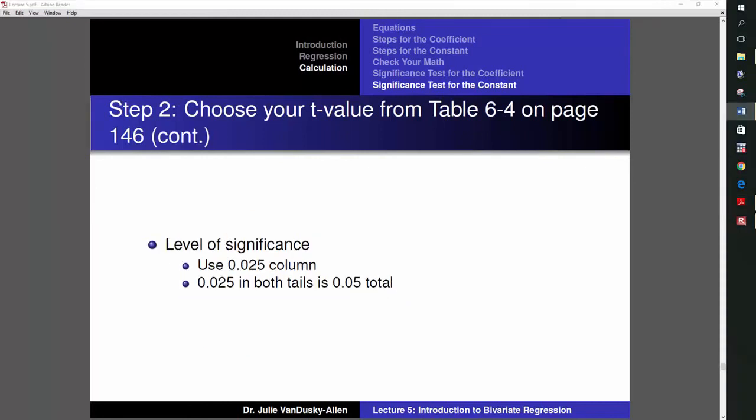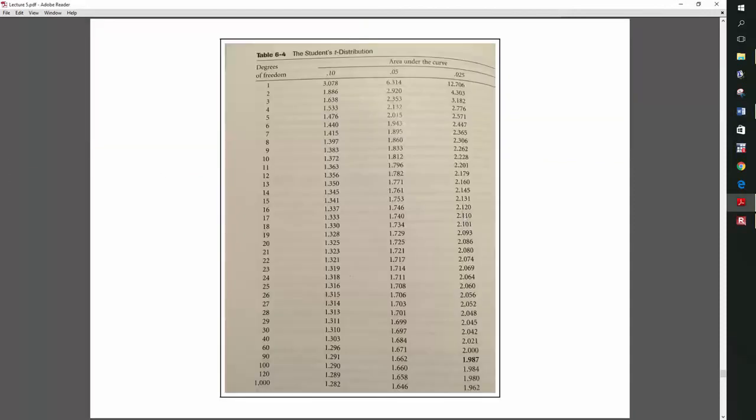Next, we find our significance column. In this lecture, we will use the 0.025 column for a significance test for a constant. We want 5% significance, so we look at the 0.025 column, or 2.5% in both tails. 0.025 and 0.025 is 0.05, or 5% in total. Since our degrees of freedom row was 120 and our significance column was 0.025, we have to look for the t-score that intersects the 120 row and the 0.025 column. And that t-score is 1.980.